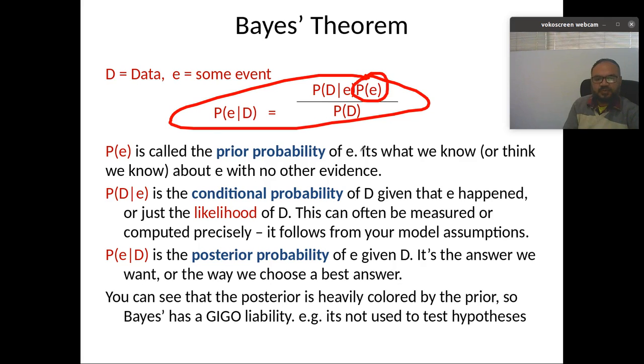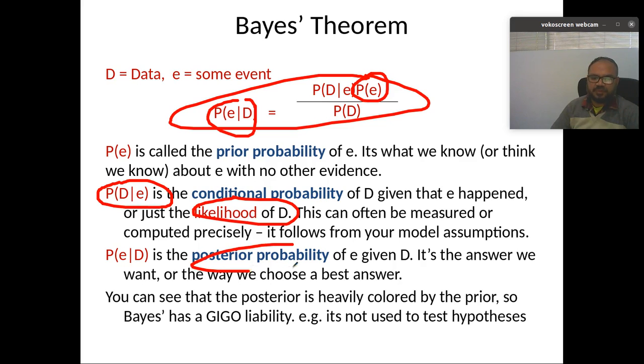of E. It is what we know or think we know about E without any evidence, without looking at the data D. Then we have the conditional probability P(D given E), which is the probability that this given data set is generated if the event E was there. This is called the likelihood of D. Then we have P(E given D), the part which we want to compute, which is the probability of E after observing the evidence D. Because it is after the evidence, this probability is called the posterior probability. It is the answer we are looking for, and we want to choose the best answer.